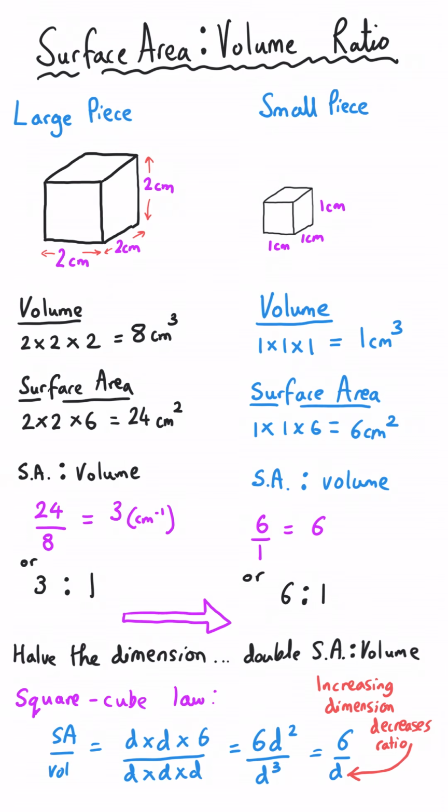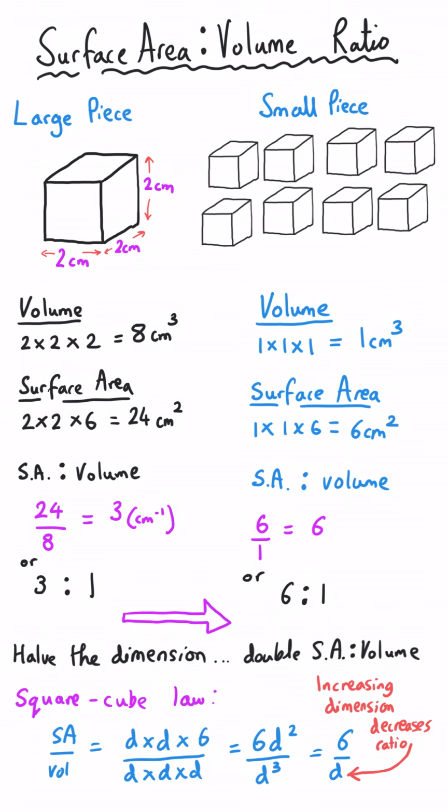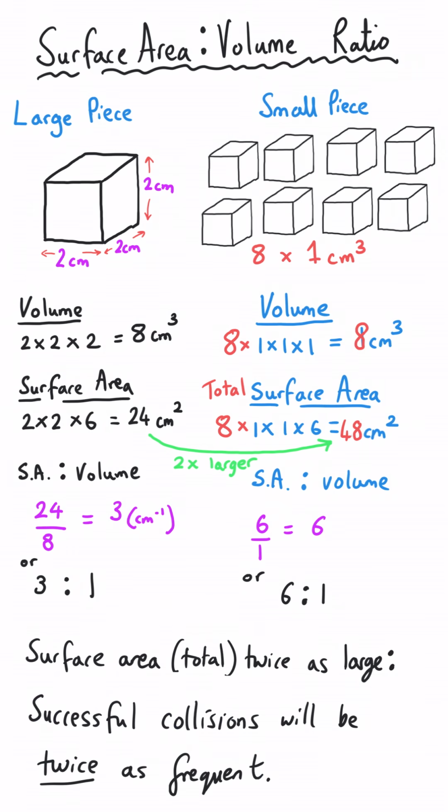Another way of looking at this is, in order to have the same volume of small cubes that we have in one large cube, we would need 8 of these individual cubes, because 8 times 1 gives us our 8 cubic centimetres. And that would give us a surface area combined of 48 square centimetres. And so that is a much bigger surface area for 8 small pieces compared to 1 large piece. We've got twice the surface area. And so therefore we will have twice the frequency of successful collisions.